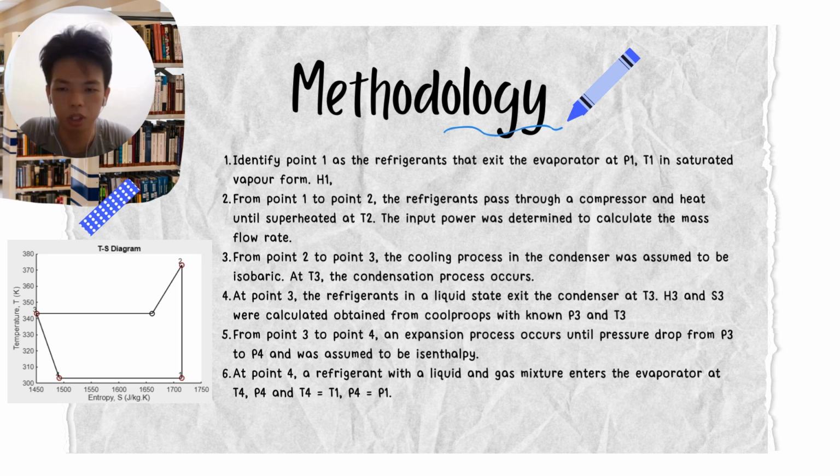From point 3 to point 4, an isenthalpic expansion process will occur, and it will turn the refrigerant from the liquid form into a liquid and vapor mixture. At point 4, the refrigerant, a liquid and gas mixture, will enter the evaporator, absorb the heat, and return to point 1.